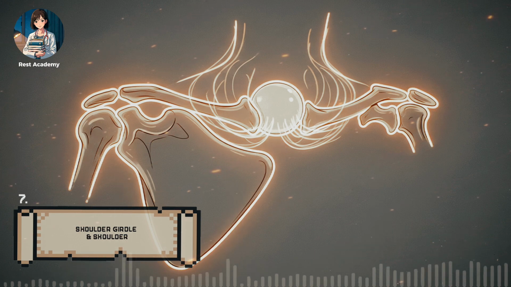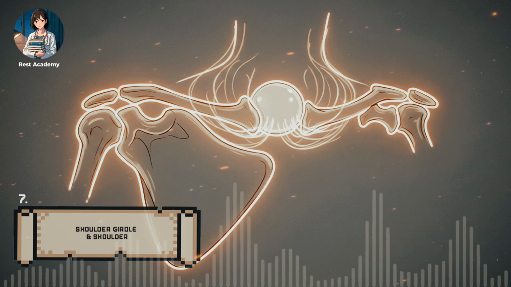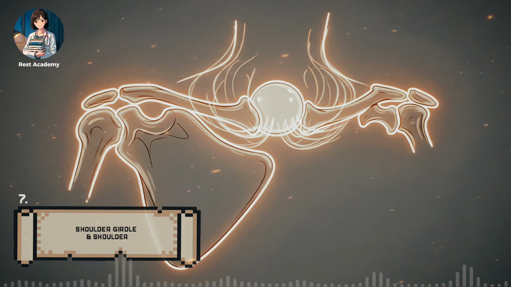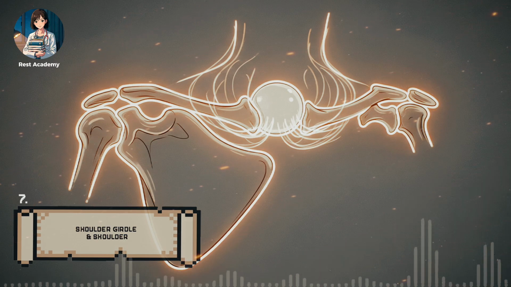A brief vignette ties the themes. An overhead painter develops aching with mid-range elevation and night discomfort lying on the affected side. Examination shows painful arc from about shoulder height to above, mild weakness in resisted external rotation, and scapular dyskinesis with early shrug. The suspension bridge tells you where to look: the subacromial bearing and the steering tendons plus the platform's upward rotation.